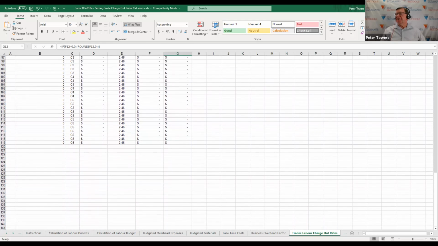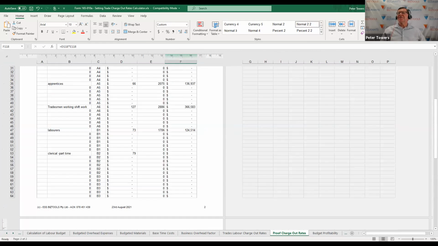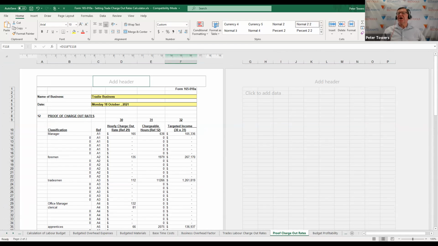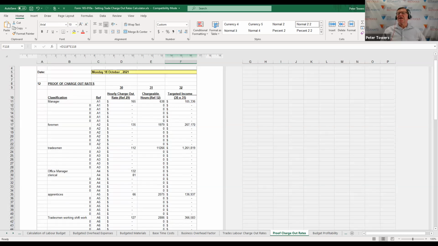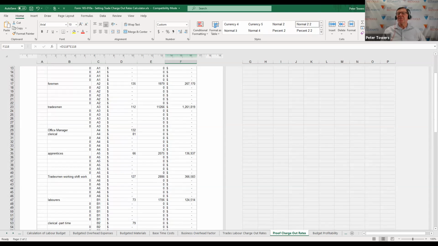So they're just the rates that have been established. And we then go through and look at the actual proof of charge out rate. So the manager, we're saying he's going to be charged out at $165 an hour. Remember, he's only working or charging out 40% of his time. So 638 hours. The income projection's 105,000. The foreman, charge out rate of 135 and going to generate 267. The tradies, 112, 1,261,000. The office manager's figures appear, but we're not going to earn any revenue.